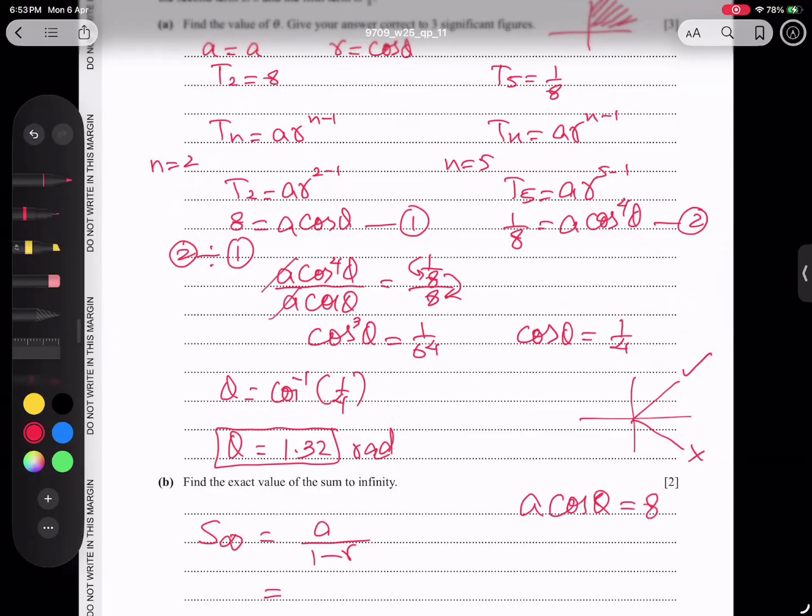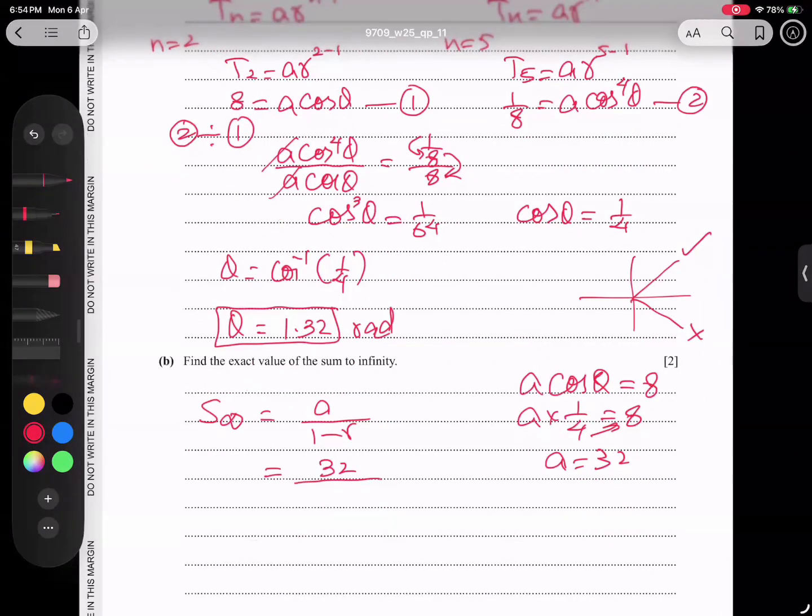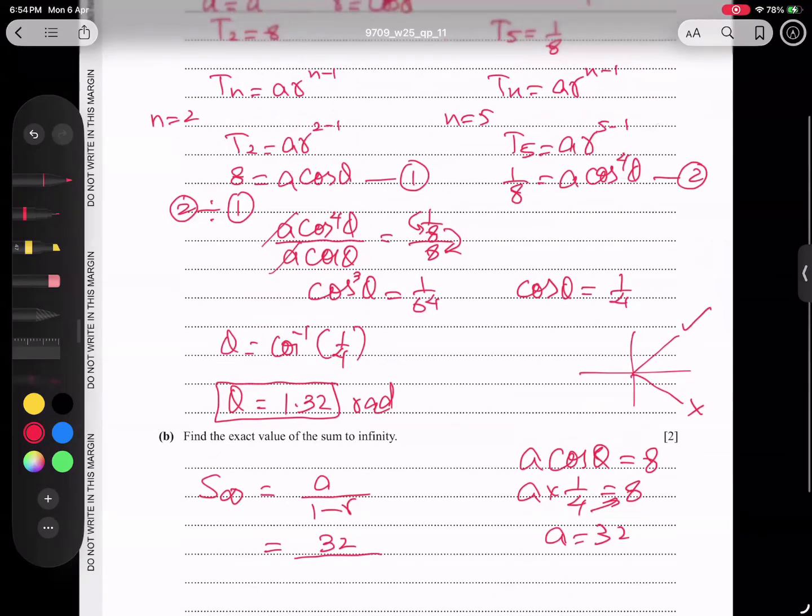Is equal to 8. And when I place the cos theta value here, I get 1 upon 4. 4 multiplies there, I get 32. So I got a 32 here. But how to get the R value? 1 minus R. And the R value, you know, students, is the common ratio. How to get the common ratio?